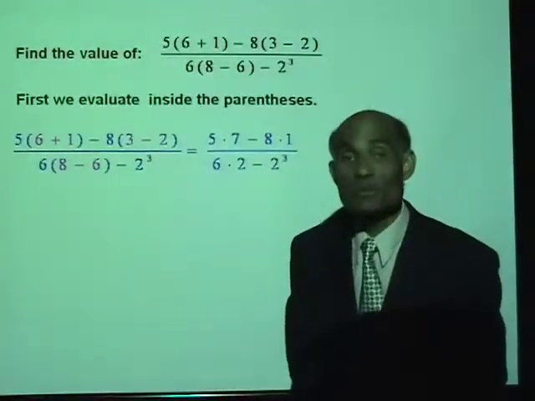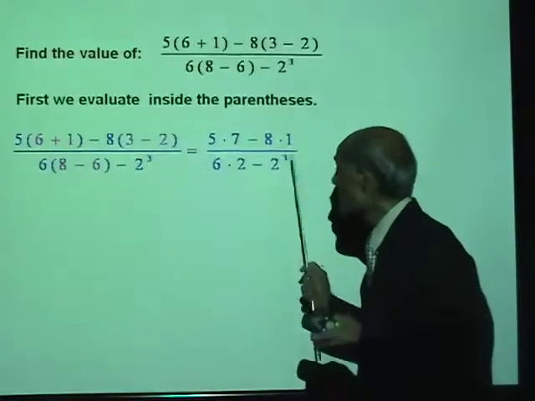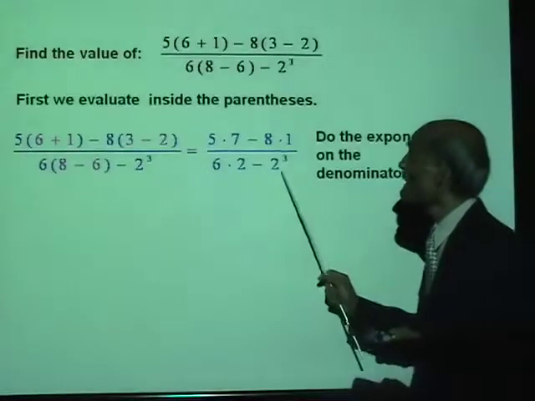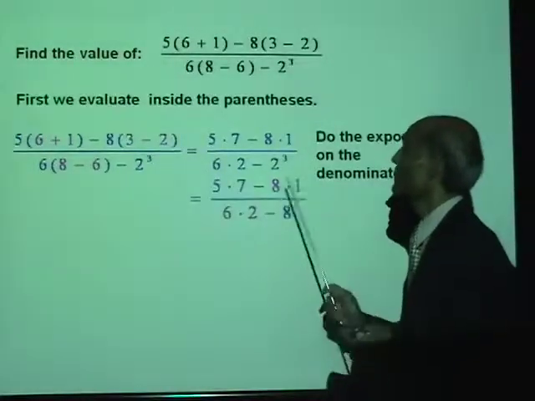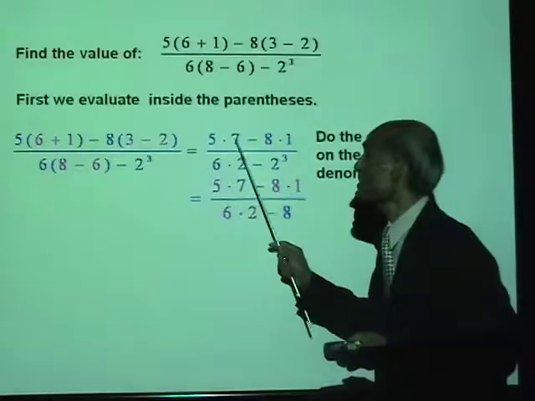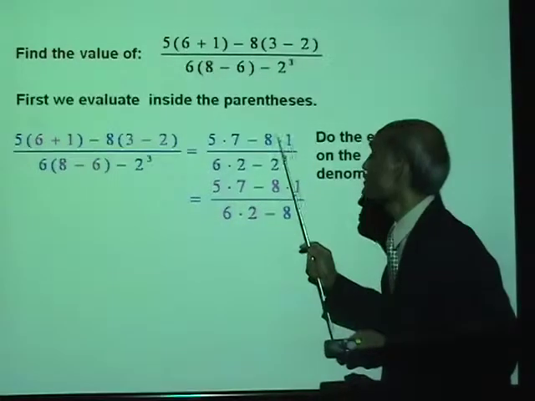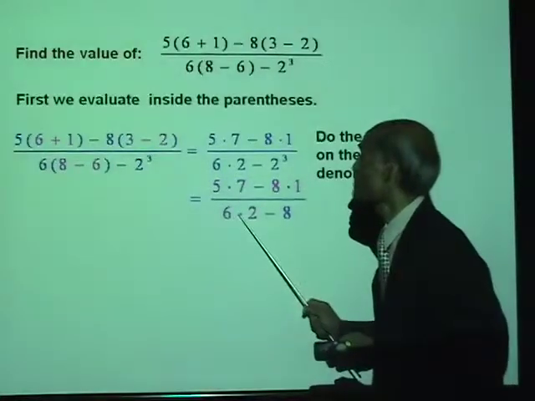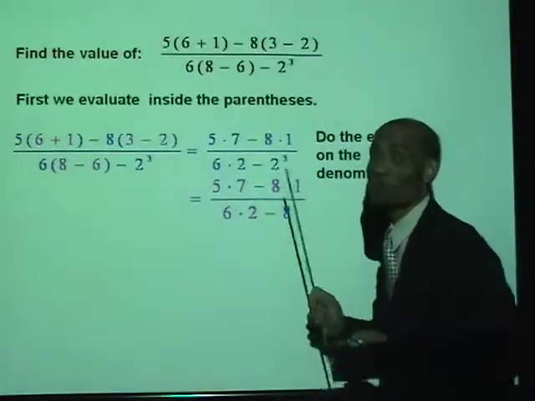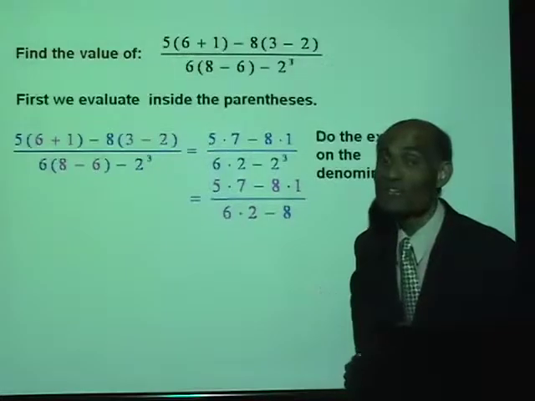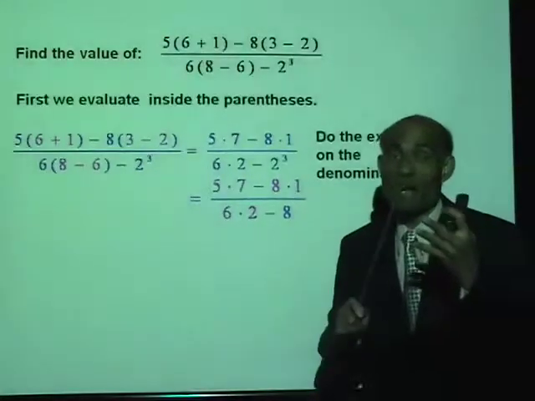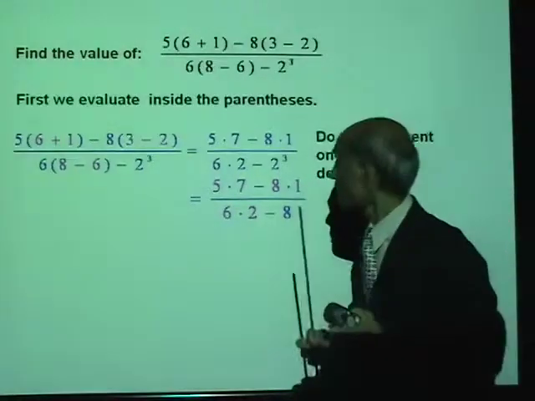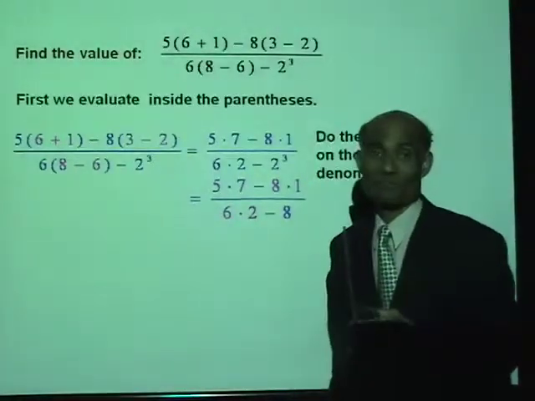The next thing to do is to evaluate that exponent. So do the exponent on the denominator. That will be 5 times 7 minus 8 times 1 all over 6 times 2 minus 2 raised to the power of 3, which is 2 times 2 times 2. That is 8.